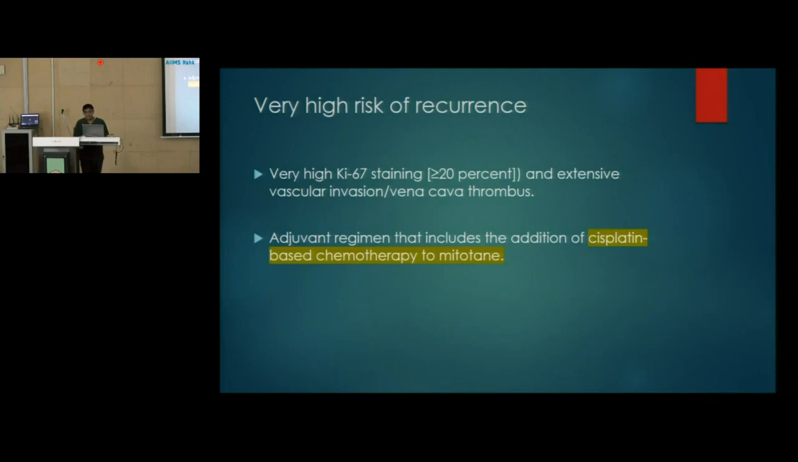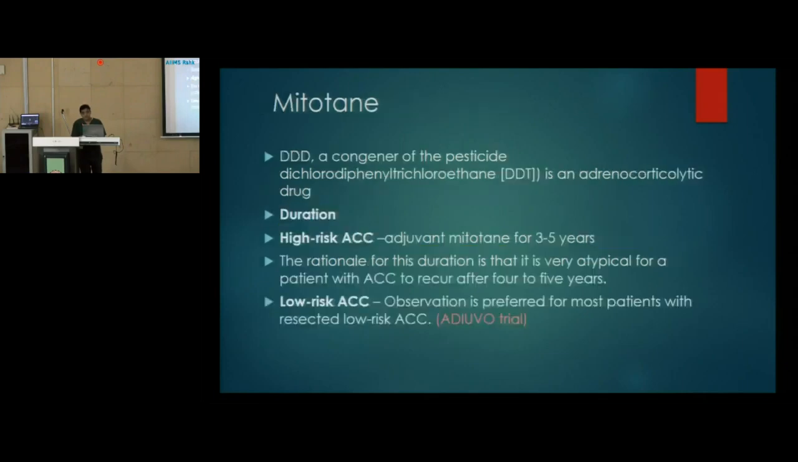In very high Ki-67 staining and extensive vascular invasion, we add cisplatin-based chemotherapy to mitotane. Regarding mitotane, it is a congener of DDT, a commonly used pesticide, and it is an adrenolytic, corticolytic drug. For high risk adrenocortical carcinoma, adjuvant mitotane is given for 3 to 5 years. The rationale for this duration is that it is very atypical for a patient with adrenocortical carcinoma to recur after 4 to 5 years. And for low risk adrenocortical carcinoma, observation is preferred for most patients.